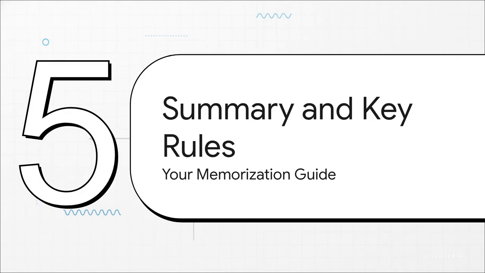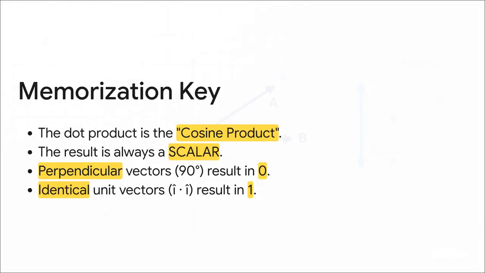All right, that was a lot to cover, so let's zoom out and put together a little cheat sheet of the most important rules and ideas you should take away from all this. Okay, here's what you need to burn into your brain. First, think of the dot product as the cosine product. Second, the result is always a scalar, never a vector. Third, that big one, perpendicular vectors give you a dot product of 0. And finally, for components, remember i dot i is 1, but i dot j is 0.